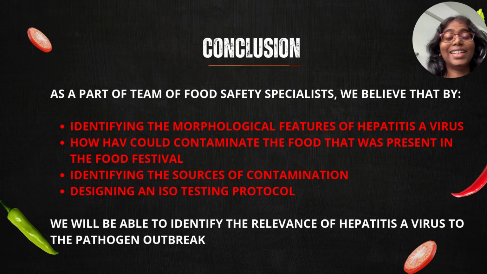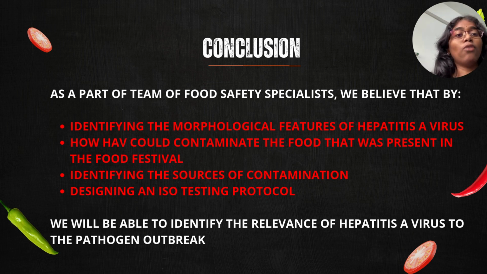In a nutshell, we as a team of food specialists believe that by identifying the morphological features of hepatitis A virus, how HAV could contaminate the food that was present in the food festival, identifying the sources of contamination, and by designing an ISO testing protocol, we will be able to identify the relevance of hepatitis A virus to the pathogen outbreak.